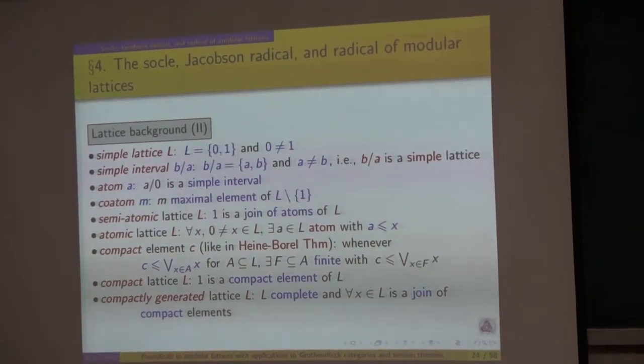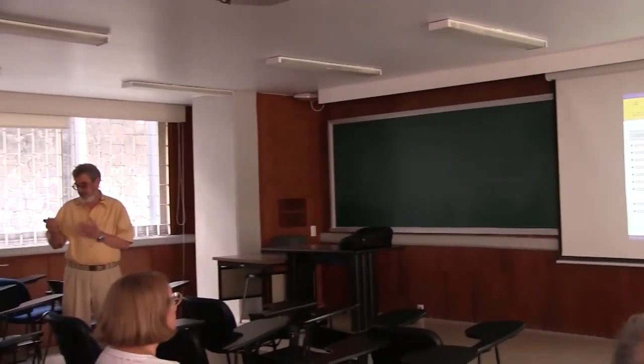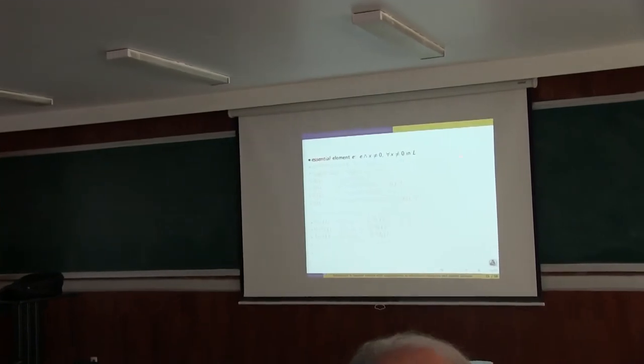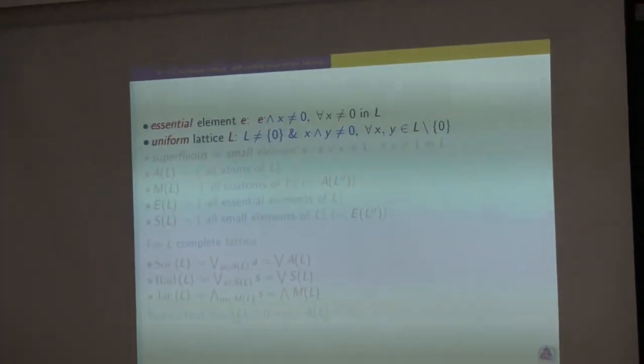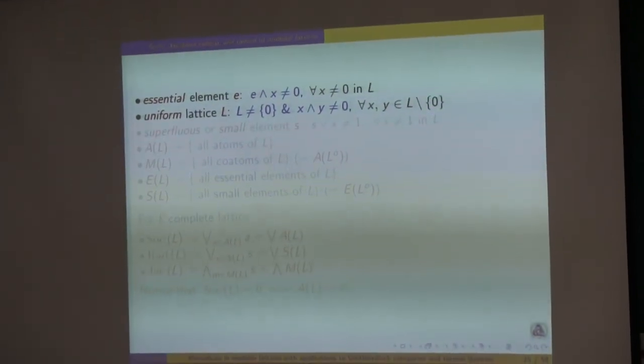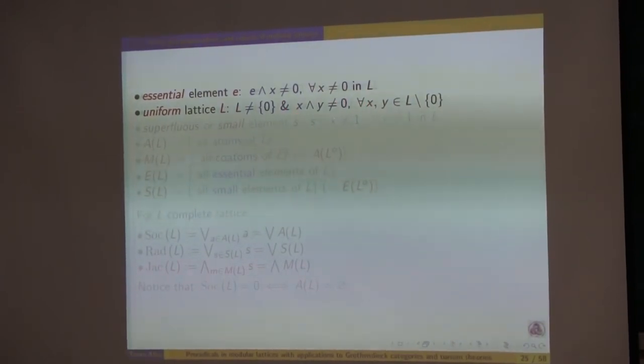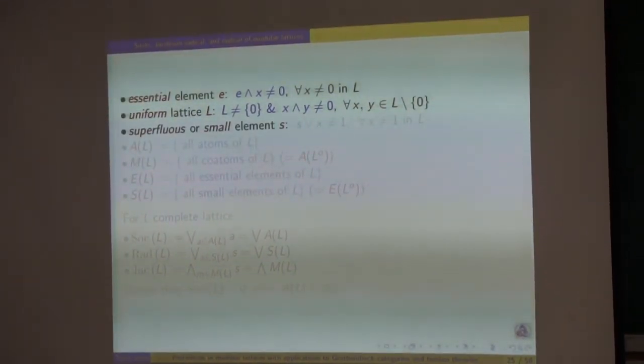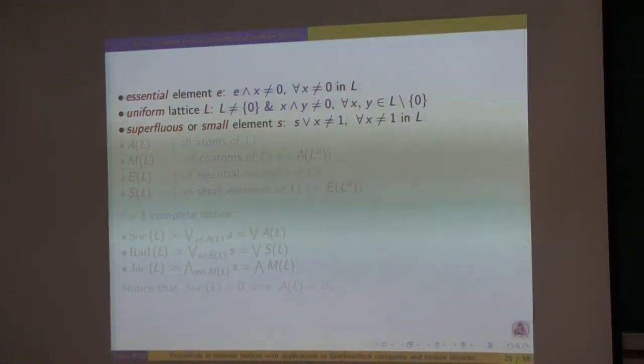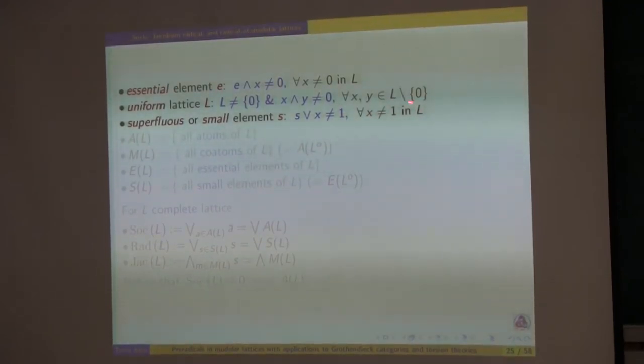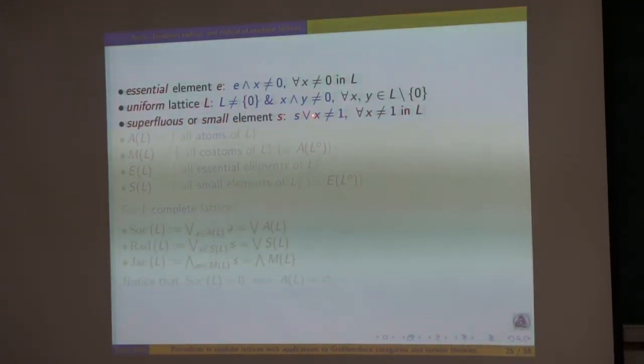For any module M, we have the lattice of submodules. Note that any module is a join of finitely generated submodules, so any lattice of submodules is compactly generated. Essential element. Essential element is as for essential submodule, x meet y is not equal to 0 for any nonzero x. What is a uniform lattice? Means that L is not 0, and for any nonzero element, the meet of two nonzero elements is also nonzero. What is superfluous or small element? It exactly means that for any x in L different from the top element, s join x is different from 1.